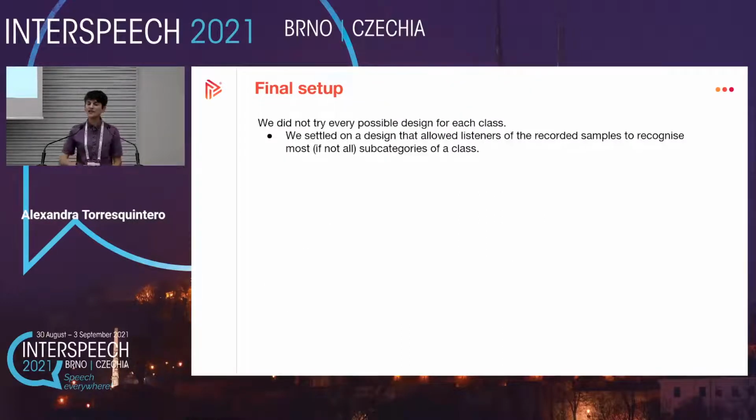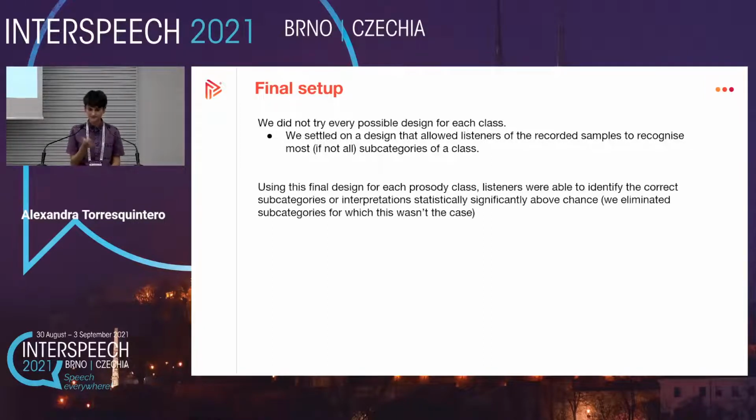So we did not try every possible design for each class. We did get some flack for this from one of our Interspeech reviewers, but in our defense, there were many, many different options to try. So ultimately, what we settled on was a design that allowed listeners of the recorded samples to recognize, in most cases, actually all of the subcategories of a class. And we used this final design for each prosody class.